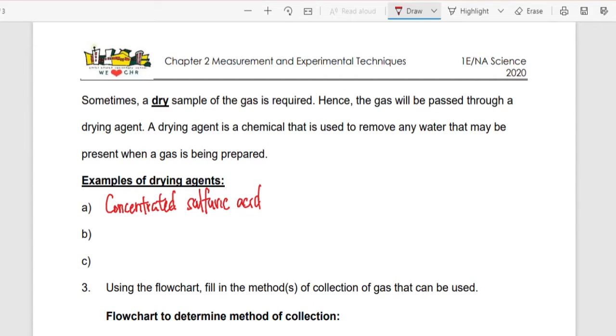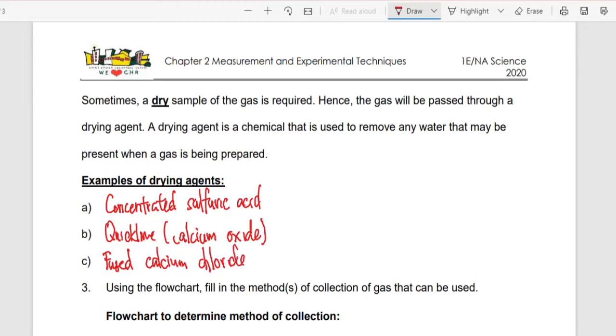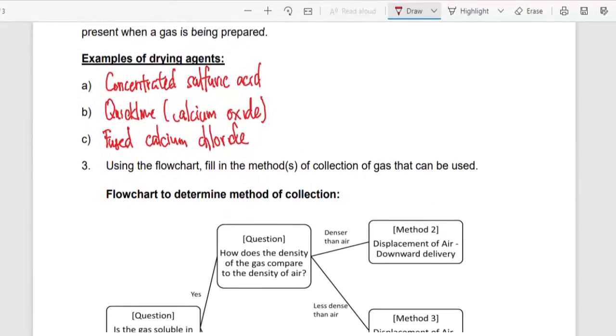Second one that we have is actually quicklime. Quicklime is an interesting name, but actually the chemical name is calcium oxide. And the last one is fused calcium chloride. So these are the three drying agents that we typically use.